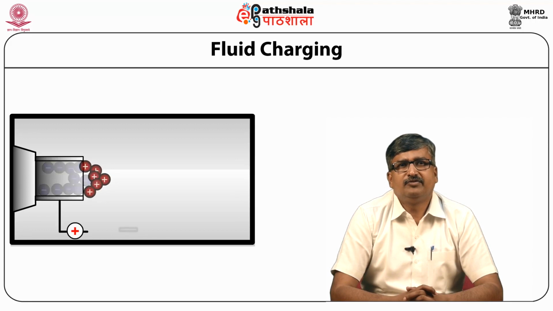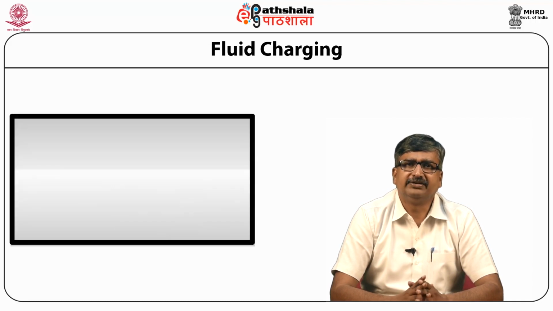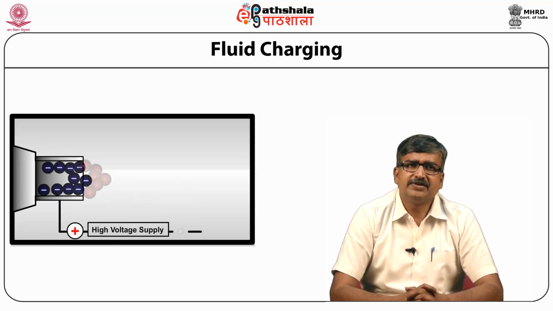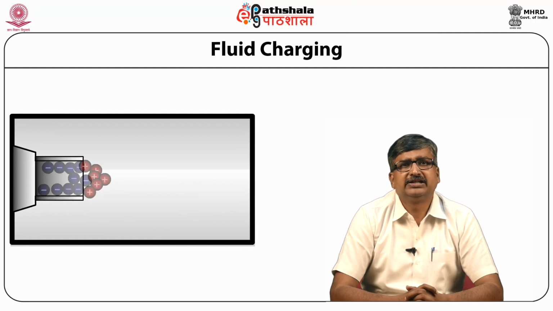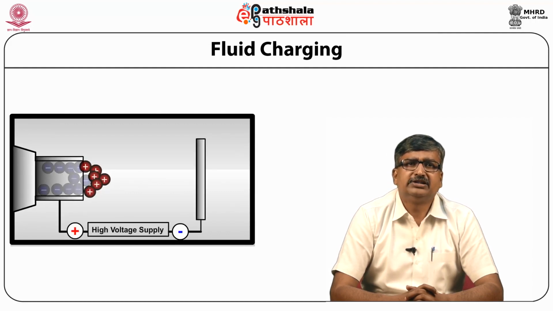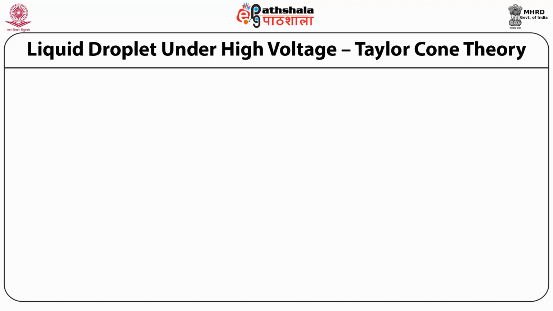Now, I want to discuss some of the basic theory of electrospinning. The theory of electrospinning could be divided into a few categories. The first one is the theory on fluid charging. The second is the theory on the liquid droplet under high voltage, which is called Taylor-Cone theory. The third is the theory on the jet in flight and its instability.